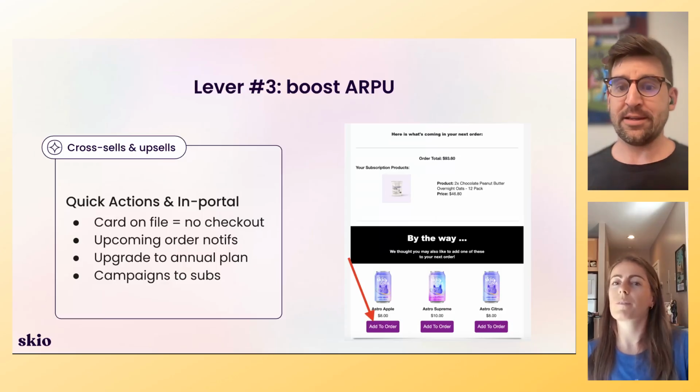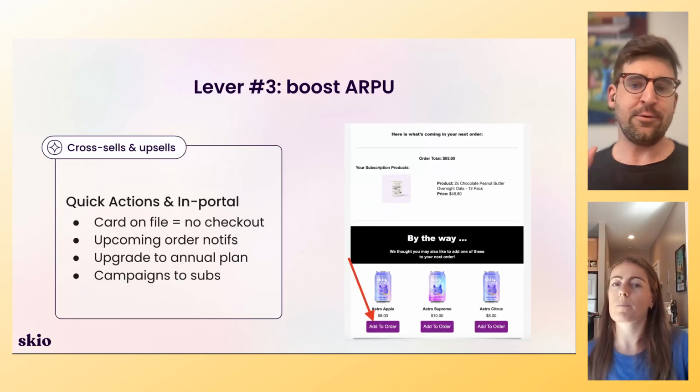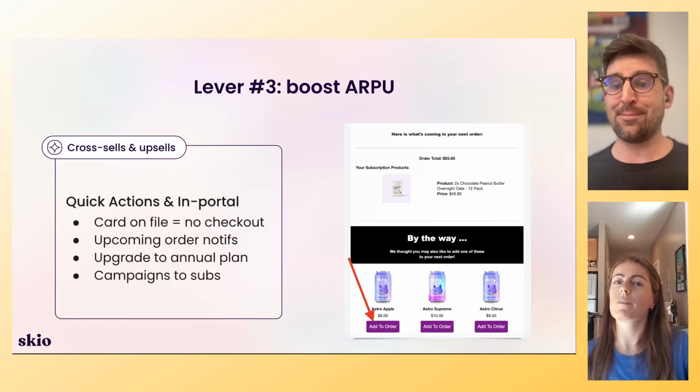So one thing that we like to do at Skio is use what we call quick actions. Quick actions are effectively links that you can include in emails that take a number of steps and collapse them all the way down to as few steps as possible.